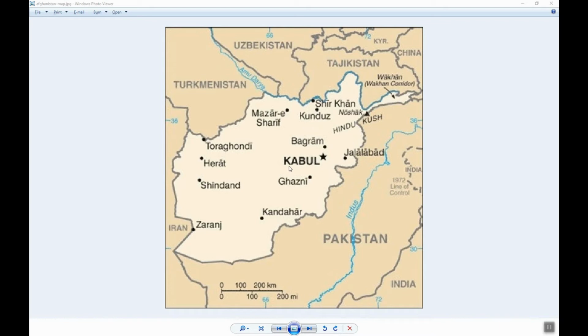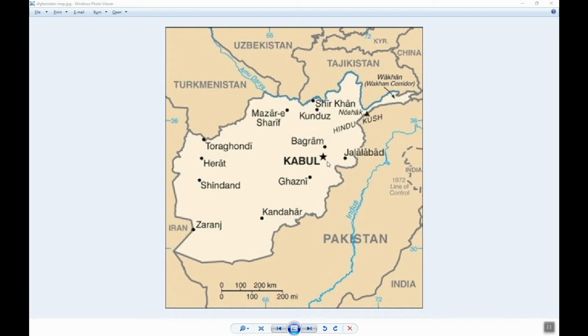Afghanistan is about 250,000 square miles, and it's mostly mountainous. It's got plains in the north and the southwest. Kabul here, the capital, has a population of about 4.6 million people, and it's mostly ethnic Pashtuns and Tajiks and Hazaras and Uzbeks. So here in Kabul, about 4.6 million people.